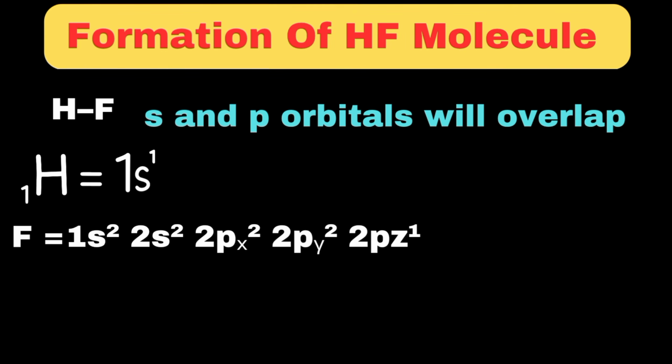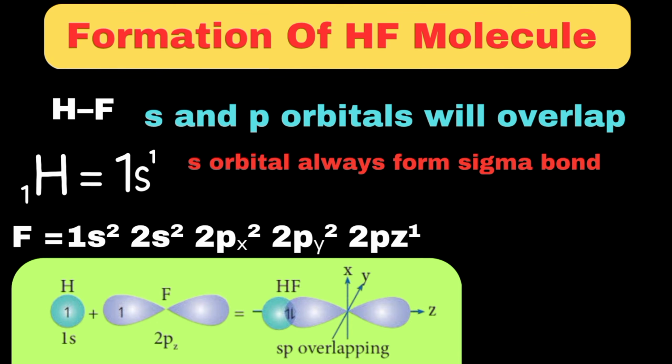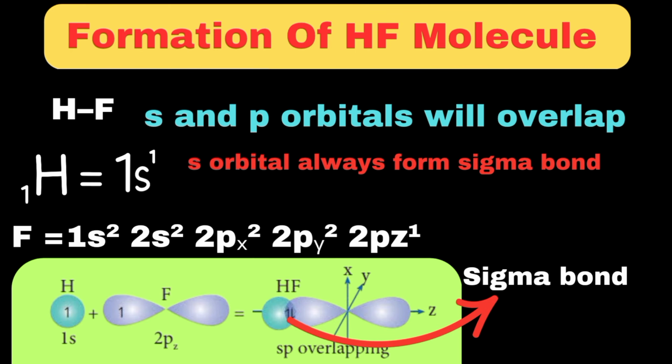So we can say that in this case, the 1s orbital of hydrogen will overlap with the 2pz orbital of fluorine. Always remember that whenever an s orbital overlaps with any other orbital, whether it's a p orbital or another s orbital, it will always form a sigma bond. So we can say that s and p orbitals will overlap in a head-to-head or parallel way and will form a sigma bond. And as a result of this overlapping, the HF molecule will be formed.